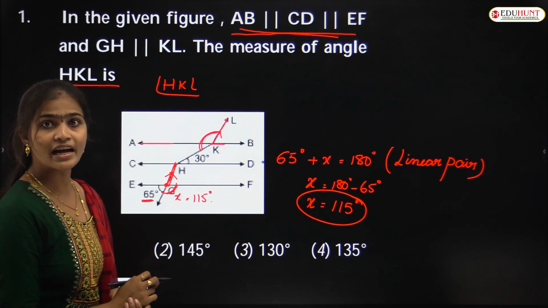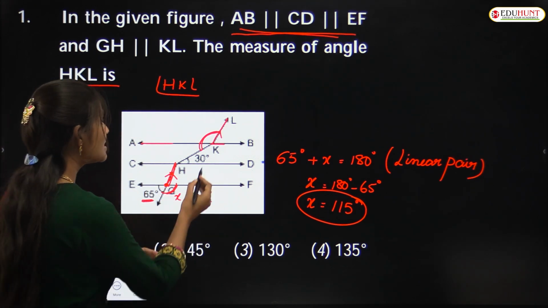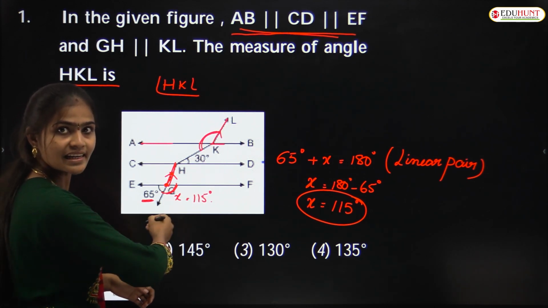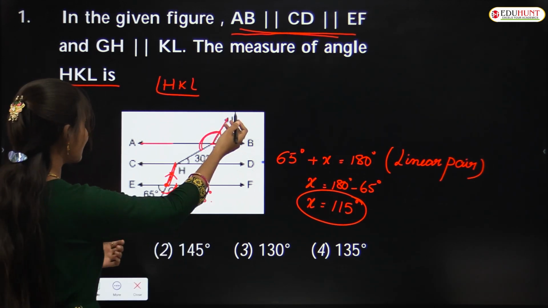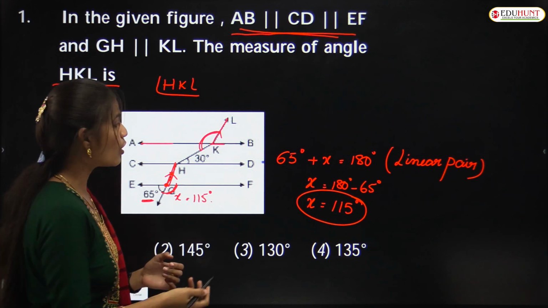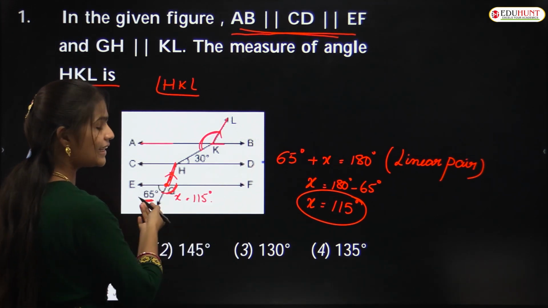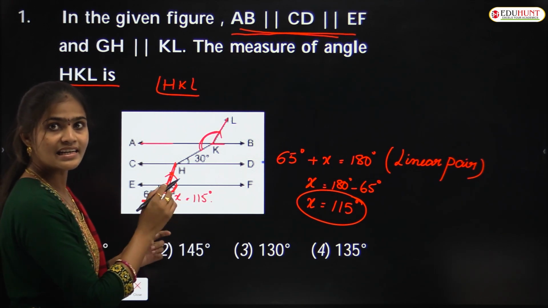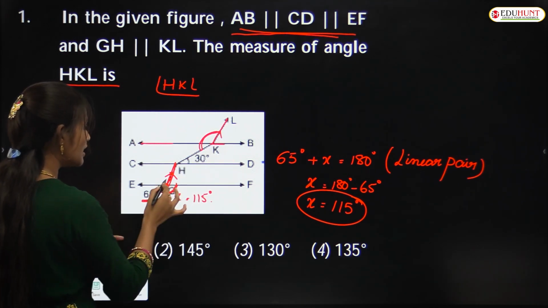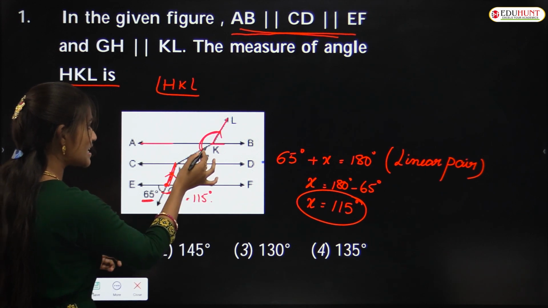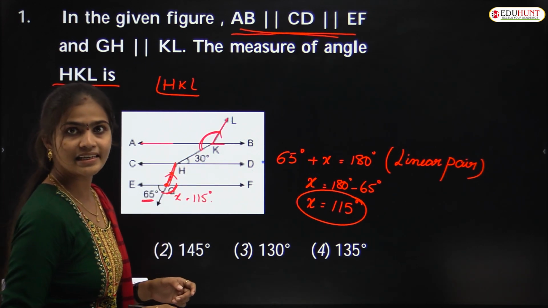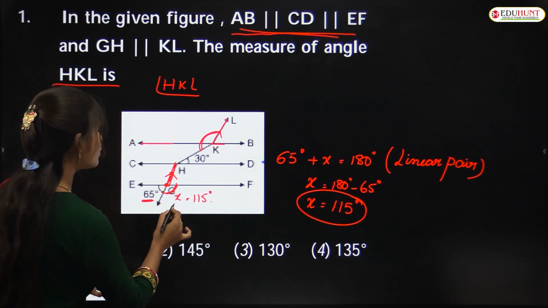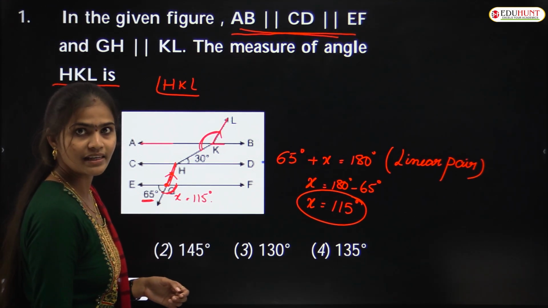One more thing we have to keep in mind: this is not a straight line. If it were a straight line, then directly we could take L as a transversal of the lines AB, CD and EF. But that is not a straight line here. So we have to observe that these two lines are parallel and this is a transversal to AB and CD. A straight line is not directly given, no? So X is equal to 115 degrees.